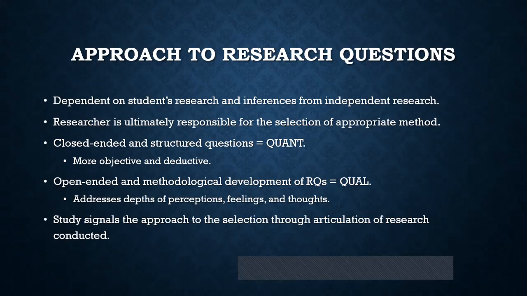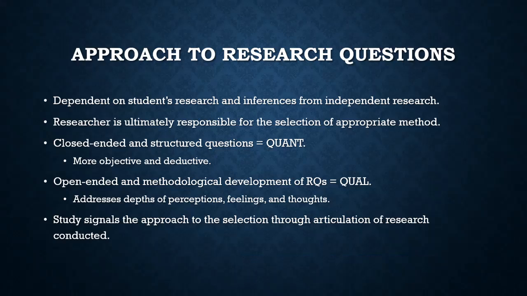Everything about the dissertation proposal is very systematic, and you have to have a systematic approach to the research questions as well. The approach to the research question is dependent on the student's research and inferences from the independent research. So again, this ties back to the literature review.